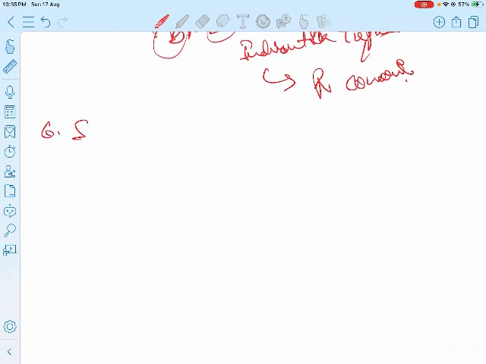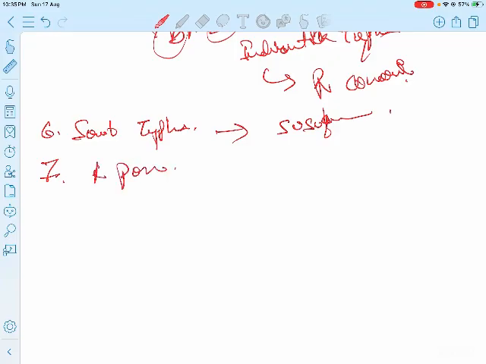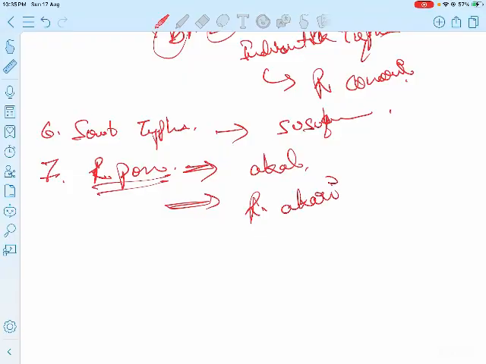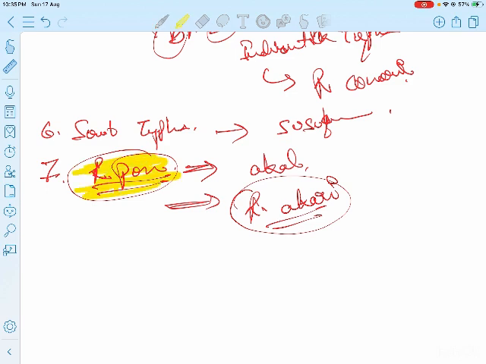Then your scrub typhus, which gives OXK positive and is caused by the trombiculid mite, Orientia tsutsugamushi. Then rickettsial pox. Now, pox causes akari, so it is caused by Rickettsia akari, is how you can remember it. Pox causes akari, it is caused by Rickettsia akari.